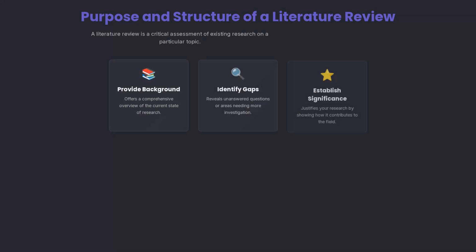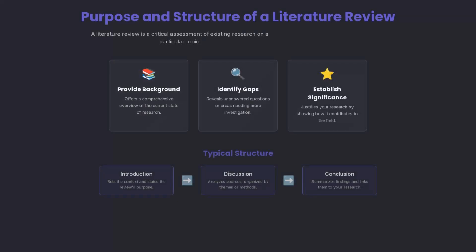First, let's discuss the purpose and structure of a literature review. A literature review is a critical assessment of existing research on a particular topic. Its purpose is to provide a comprehensive background, identify gaps, and establish the significance of your research. It usually starts with an introduction that sets the context, followed by a discussion of sources categorized by themes or methodologies, and ends with a conclusion that summarizes the main findings and how they relate to your research.